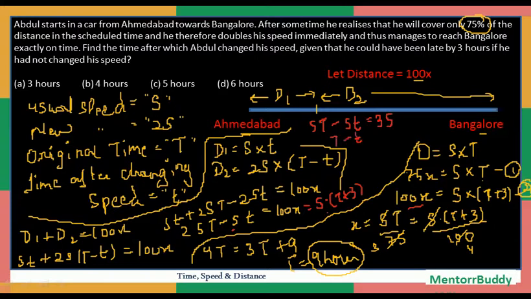Now we already know the total time was 9 hours, so framing this capital T to be 9, that will be 9 minus t is equal to 3. So t will be equal to 9 minus 3, that will be equal to 6 hours, and that is the right answer. So after 6 hours he had changed his speed. So in that case the correct option will be option number D.